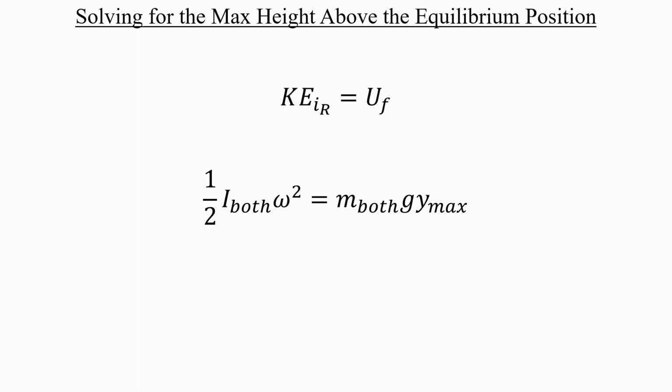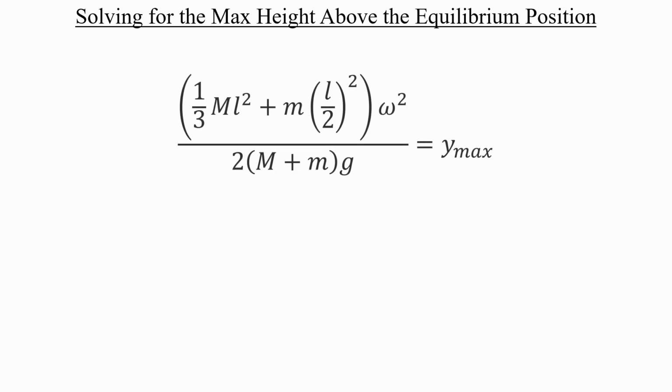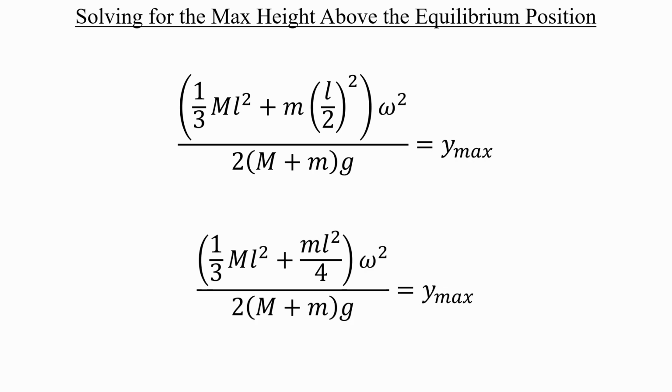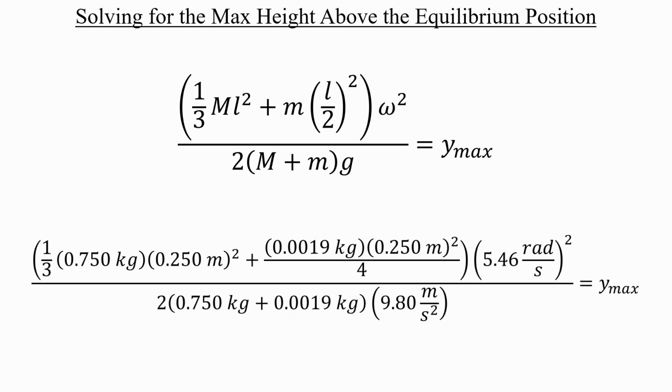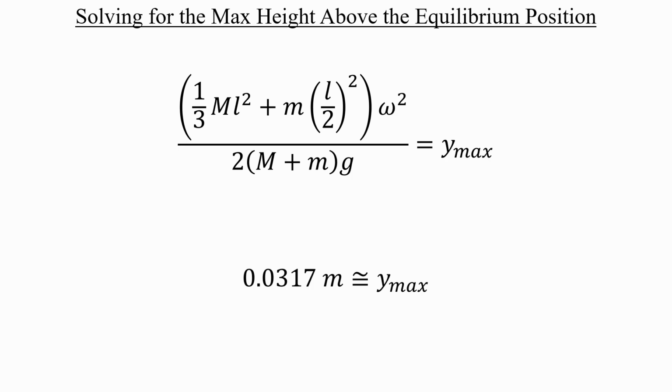We want the maximum y value here. So let's divide both sides by the mass of both objects, mg. We can use the same expression that we had for the moment of inertia sum back from part A. And for the sake of consistency, let's square that inner L divided by 2 term in the numerator. There's nothing left here to cancel or simplify further, so we're free to start plugging in our numbers. You should end up with a maximum height of approximately 0.0317 meters. And that's the answer to part B.